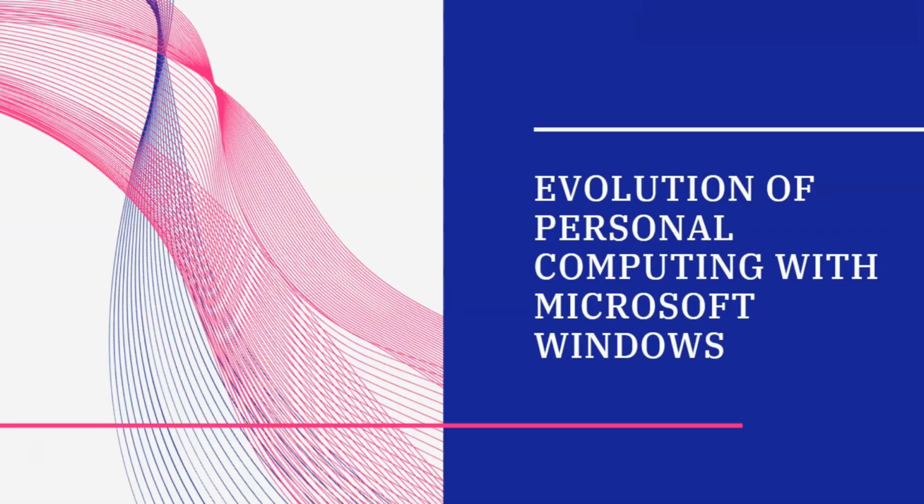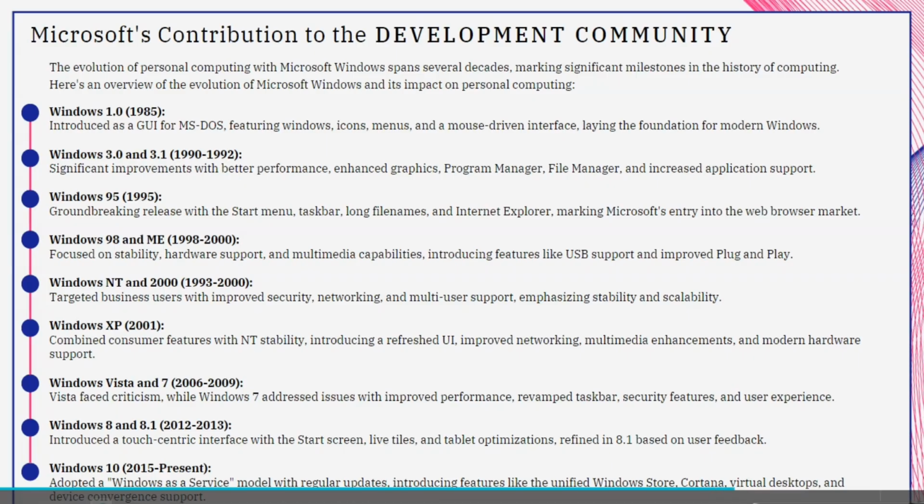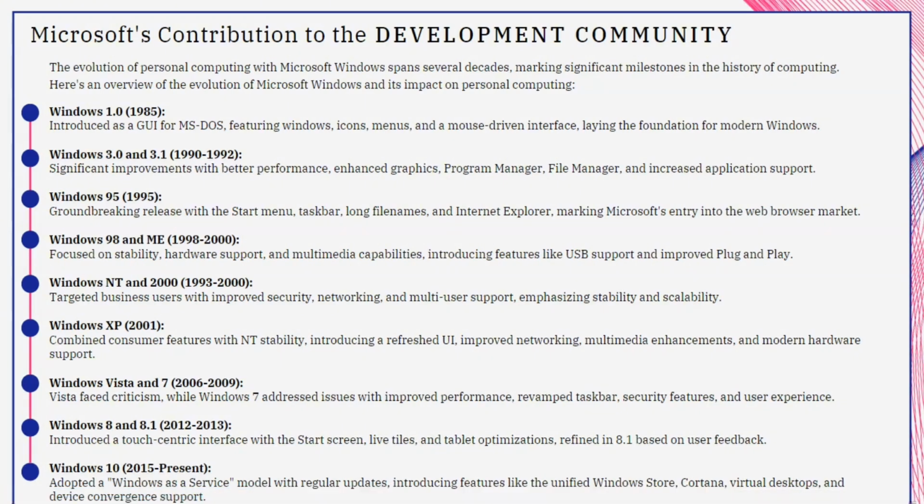So how has our personal computing evolved with Microsoft Windows? How has it moved from the time that those two friends came together and were like, want to work on this? How has it moved? So the evolution has actually spanned several decades, as we see, marking significant milestones in the history of computing.